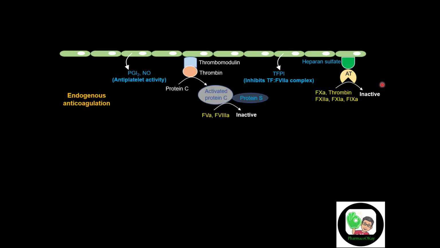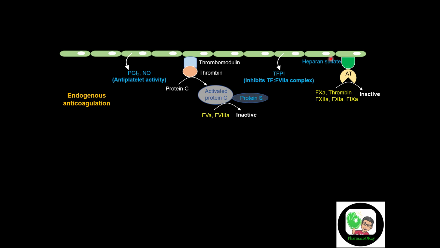However, normally our body has an endogenous anticoagulation process. For example, the endothelial cell could release prostacyclin, or PGI2, and nitric oxide, which have antiplatelet activity to promote a resting state of the platelets. Also, the membrane of the endothelial cell has thrombomodulin, which could bind thrombin to activate protein C, which functions with protein S in order to inactivate factor 5A and factor 8A. The tissue factor pathway inhibitor released from the endothelial cell could also inhibit the tissue factor and factor 7A complex.